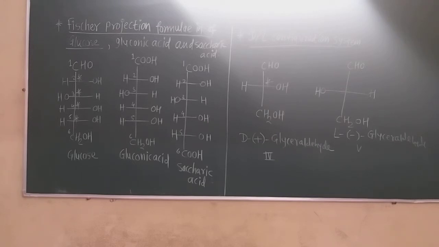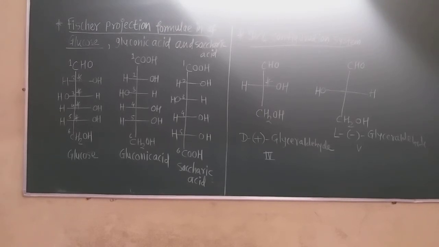Now let us see the DL configuration system in glyceraldehyde. The two structures, D and L structures of glyceraldehyde, are shown on the blackboard: structure number 4 and structure number 5. Now the prefix D or L in the name of the compound indicates the relative configuration of stereoisomers. It refers to a particular enantiomer of glyceraldehyde. Now this glyceraldehyde has one chiral carbon atom, that is the second carbon atom shown by the asterisk.